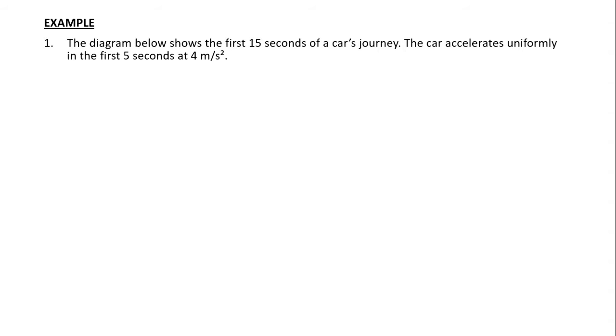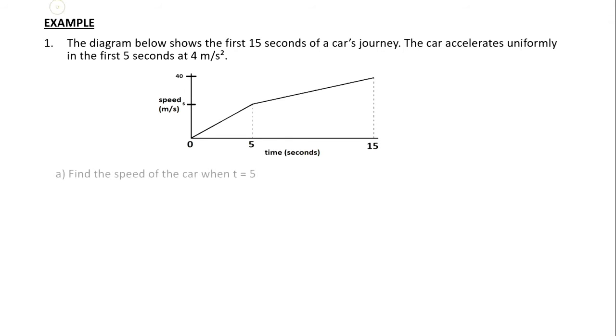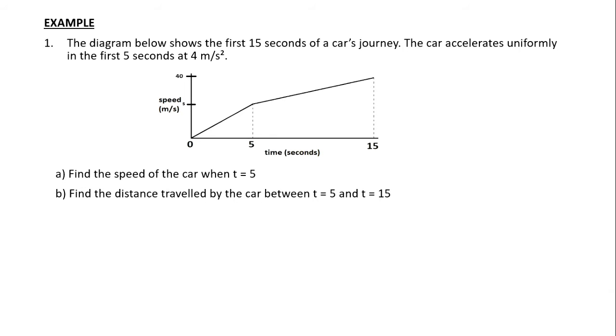Examples. The diagram below shows the first 15 seconds of a car's journey. The car accelerates uniformly in the first 5 seconds at 4 meters per square second. Find the speed of the car when t equals 5. Find the distance traveled by the car between t equals 5 and t equals 15. Find the average speed of the car for the whole journey.